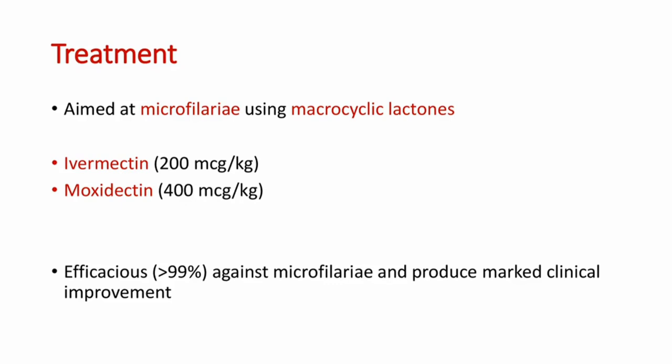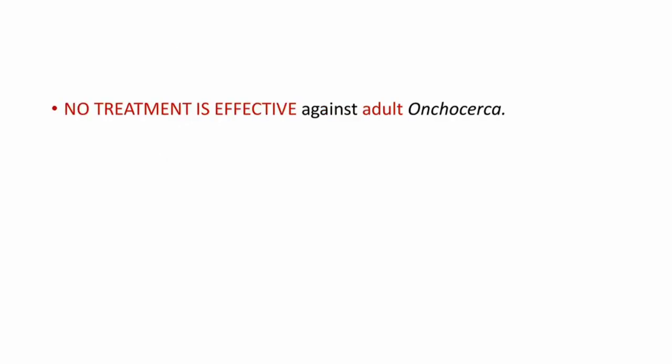Coming to the treatment, it is aimed at microfilaria using macrocyclic lactones, that is ivermectin 200 microgram per kilogram or moxidectin 400 microgram per kilogram, and it is efficacious, that is more than 99%, against microfilaria. And no treatment is effective against adult Onchocerca. That we should keep in mind, that no treatment is effective against adults. So all the treatment should be targeted towards the microfilaria.